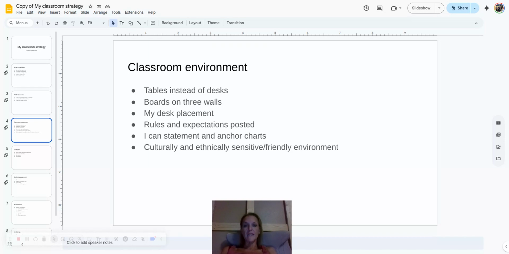I do have rules and expectations posted on my walls. I do read over them the first week of school and reference them quite often. So the kids do appreciate the structure and they know what to expect.